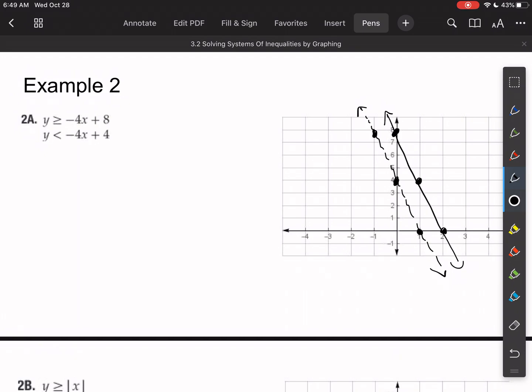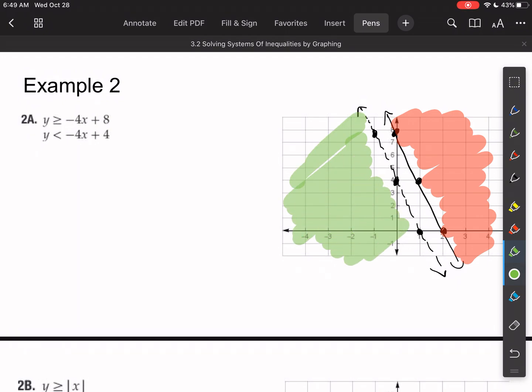Okay, slopes are the same, different y-intercepts. I know these are parallel lines. Let's do some shading. So on my first one, my shading was the y values were greater than that line. Okay, so that's over here. And then on my second one, it says the y values were less than. All right, so that would be this one.